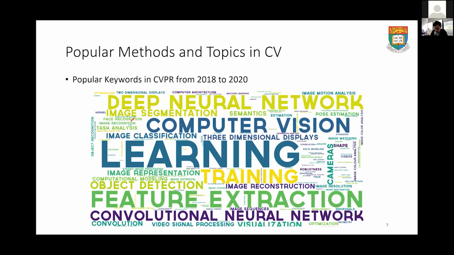Okay, here we show the popular keywords in CVPR. CVPR is a top conference in computer vision, from 2018 to 2022. And we would like to point out that almost all the papers presented in CVPR use convolutional neural networks to extract features from image or video.